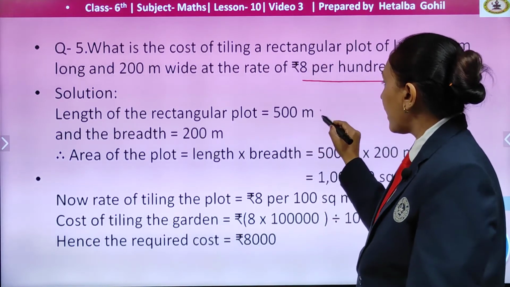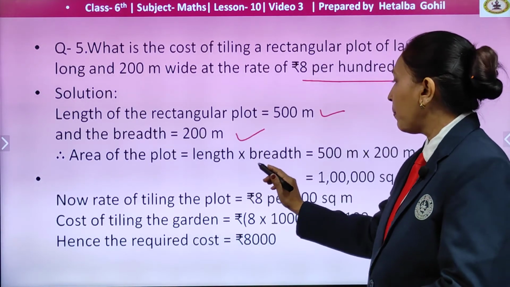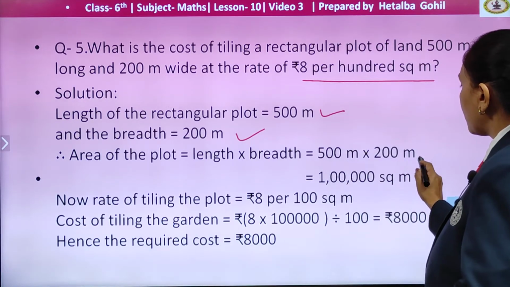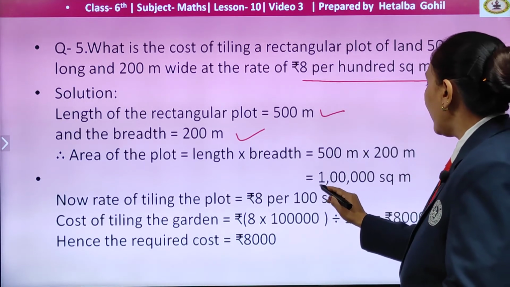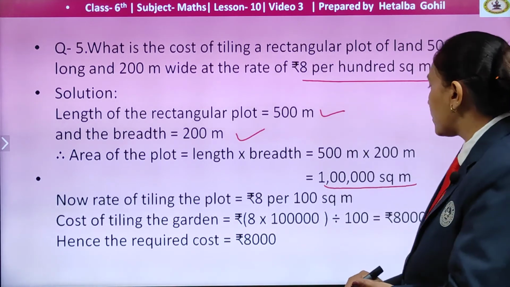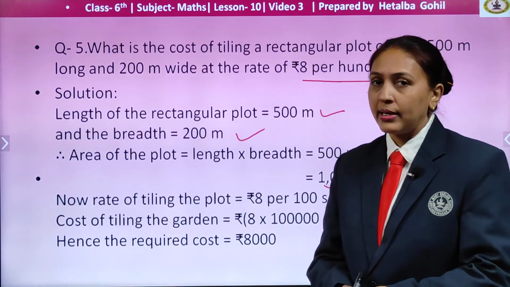The length is 500 meter, breadth is 200 meter. So the area of the plot, that is length into breadth, we get 500 meter into 200 meter, that is 1 lakh square meter, that is meter square or square meter, you can write both ways. Now we got here the area of the entire plot.